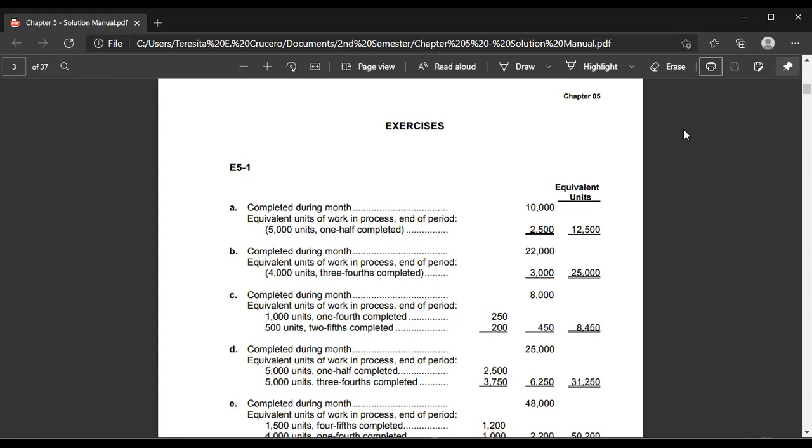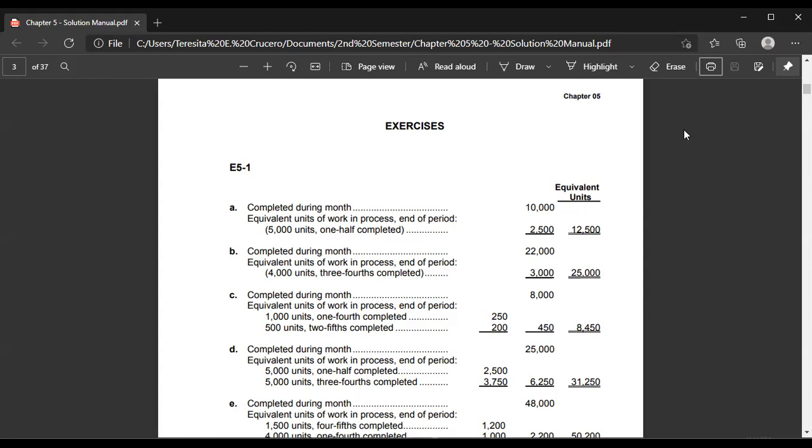In letter C, units completed, 8,000. At the end of the month, you have 1,000 units, one-fourth completed, and 500 units, two-fifths completed. So you get 250 and 200. You add the work done during the period, and the total is 8,450. That's the equivalent production.